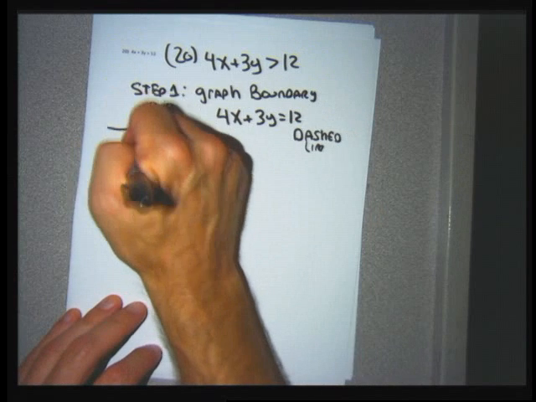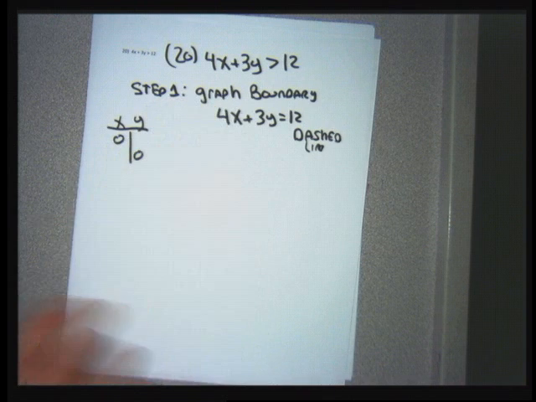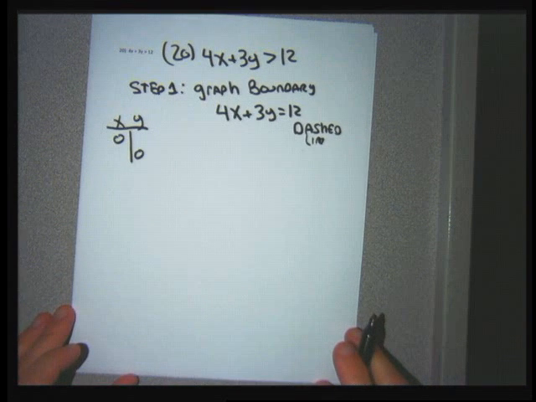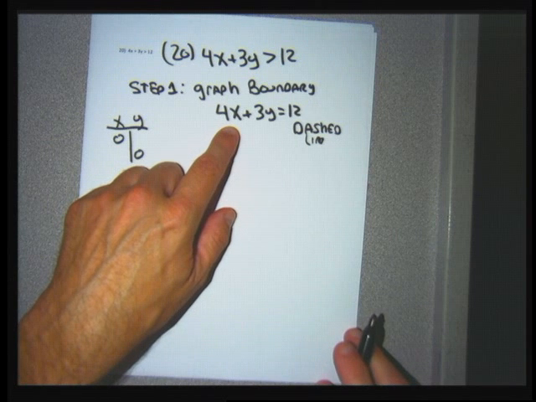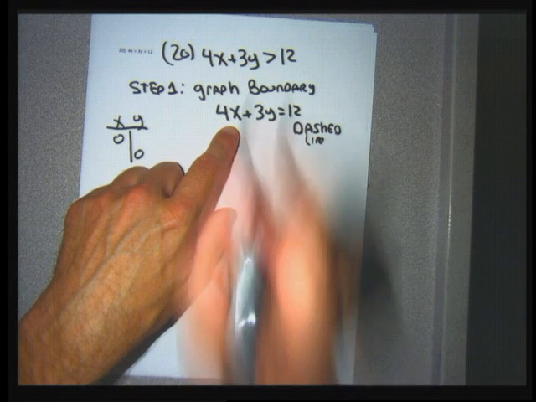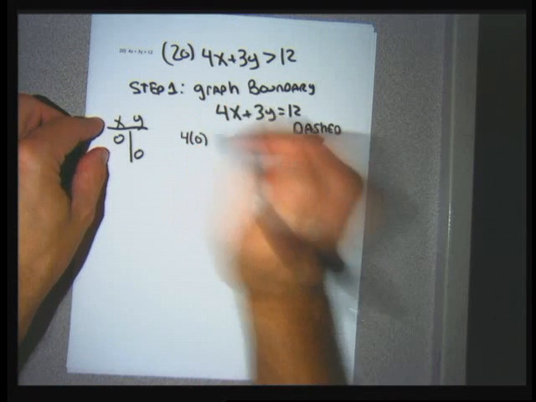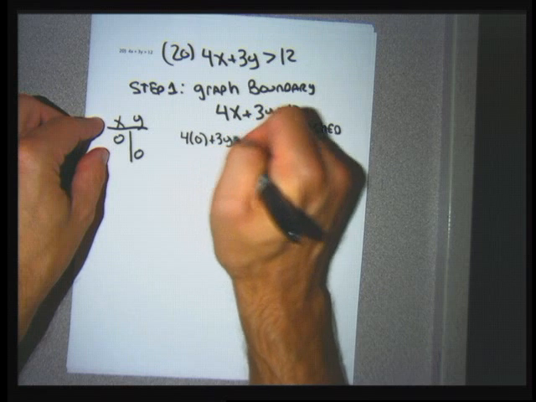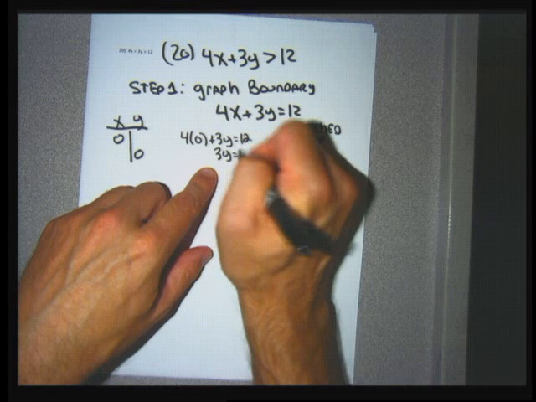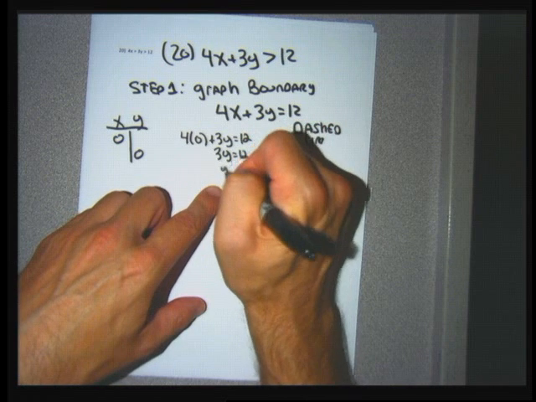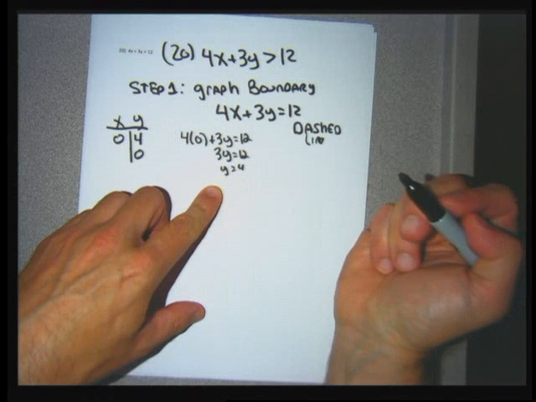For every one of these graphs, I'm going to let x equal 0 and y equal 0 and get my intercepts. There are many ways to graph this, but in this particular section, doing the intercepts is the most effective way. If I let x equal 0, I'd go 4 times 0 plus 3y equals 12. This gives me 3y equal to 12. Dividing by 3, you get y equal to 4. So the y-intercept is going to be at (0, 4).